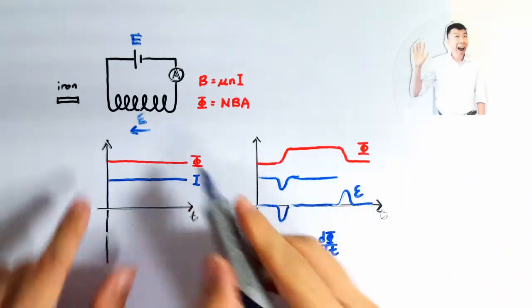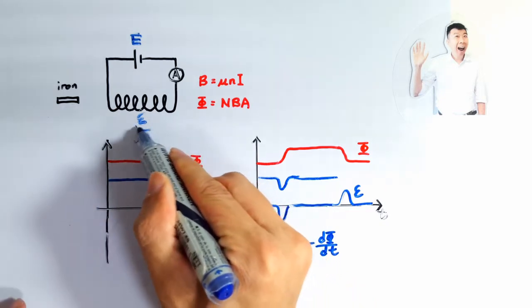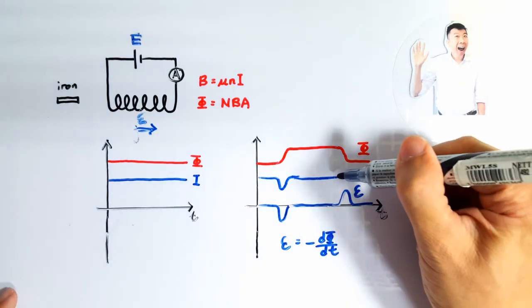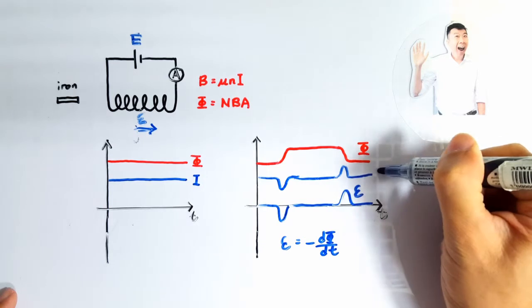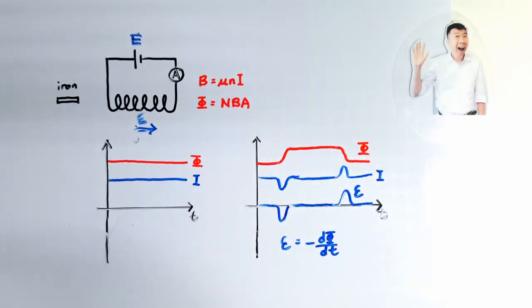At this point here, you have the induced EMF again, but this time the induced EMF is in the same direction as the EMF of the battery. So you're going to have a spike in current here. So this is how the current is going to vary.